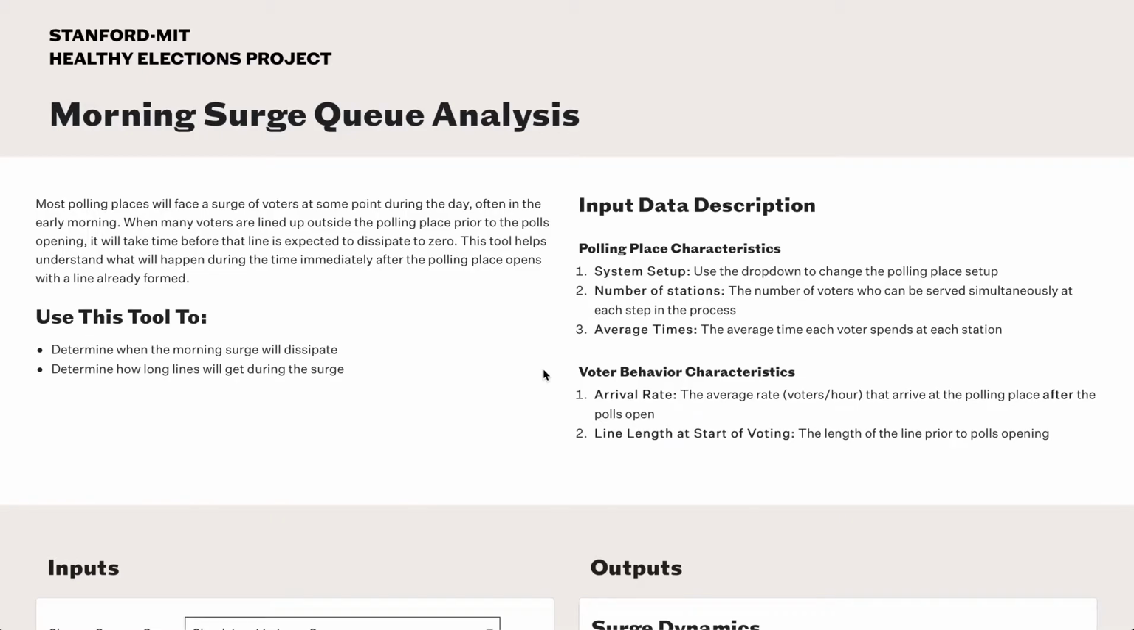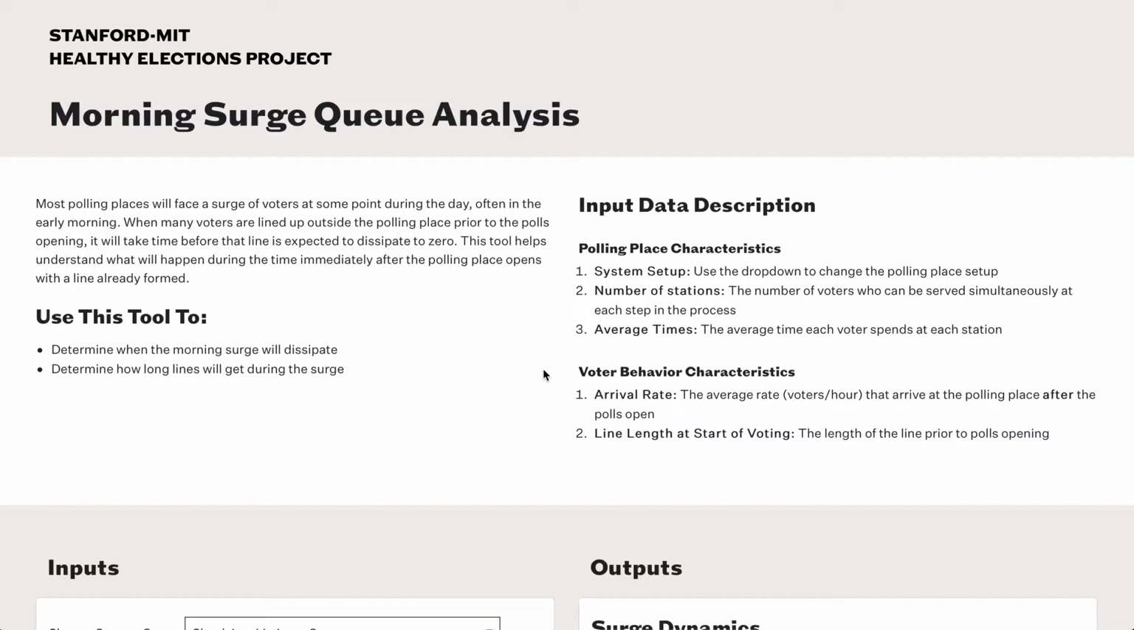The goal of this video is to introduce the morning surge queue analysis tool from the Stanford-MIT Healthy Elections project. This tool will help model what happens to a polling place that starts the day with a line. It can also be helpful for an expected buildup at the line at a different time during the day, like after work, but we'll focus on a morning example for simplicity.